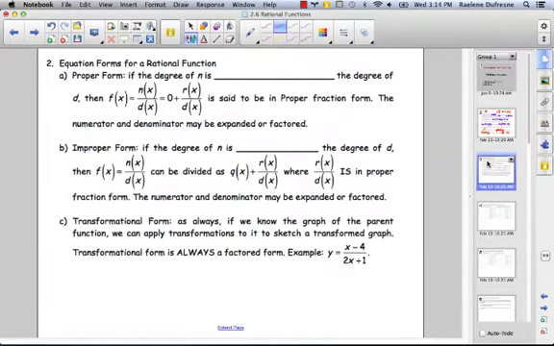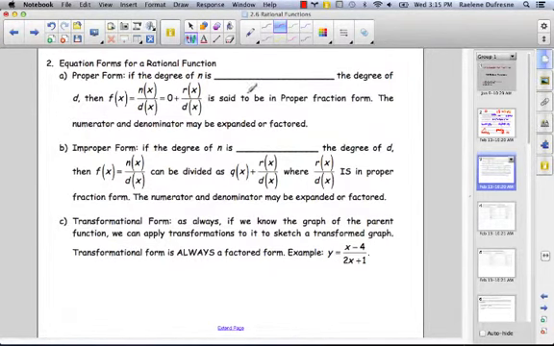The equation forms for a rational function: just like for linear and quadratic functions, we have different ways of expressing a rational function. The linear function had point-slope form, slope-intercept form, and intercept form, while the quadratic equation forms were intercept form or factored form, the vertex form or transformational form, and the function form. So the three forms for a rational function are, first of all, proper form.